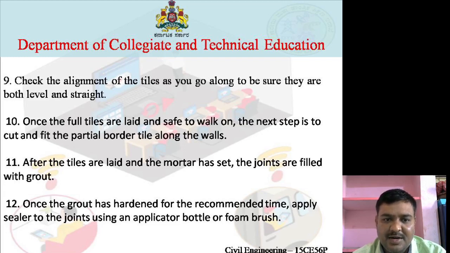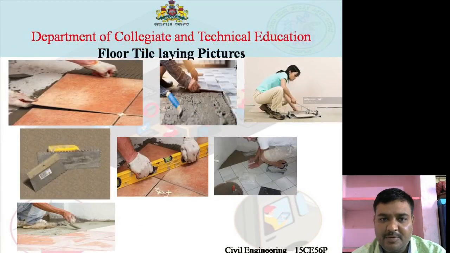are both level and straight. Then once the tiles are laid safe to walk on, the next step is to cut and fit the partial border walls. Then the next step is, after the tiles are laid, the mortar has set, the joints are filled with the grout. Once the grout has hardened for the recommended time, apply the sealer to the joints using applicator bottle or foam brush. So this is about the brief procedure of laying the floor tiles.